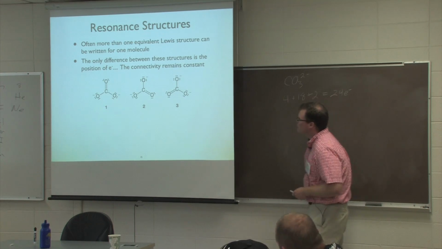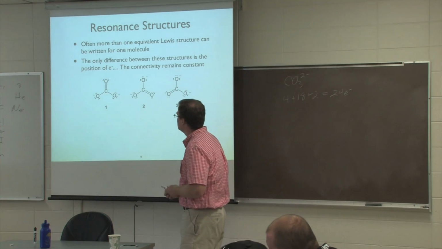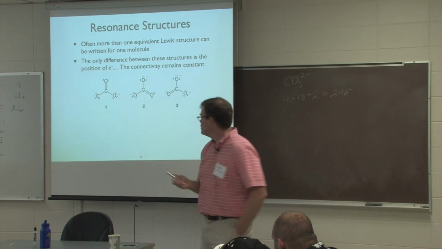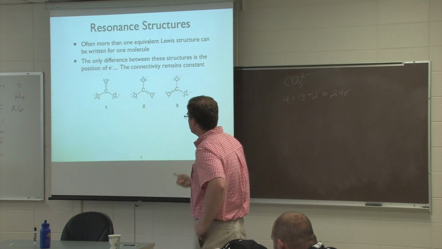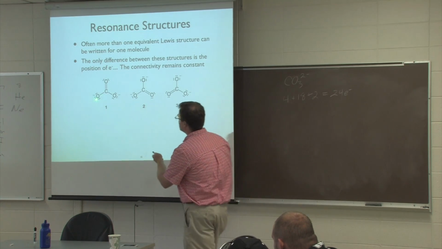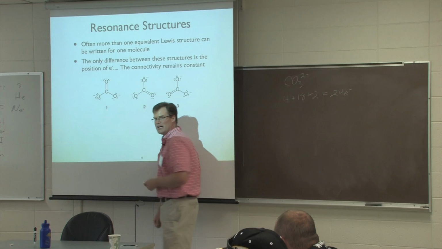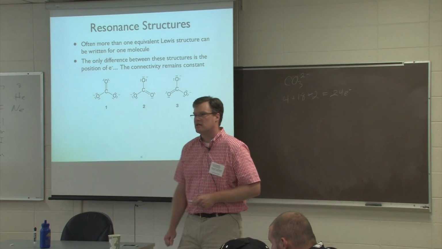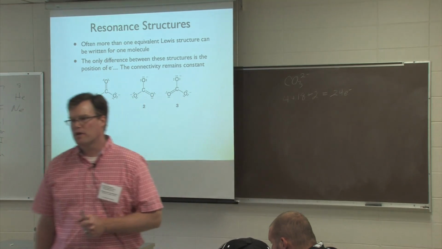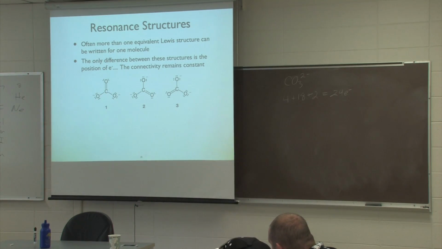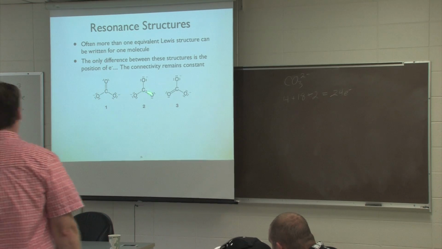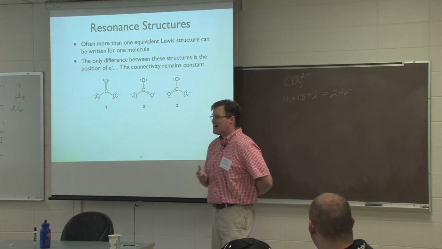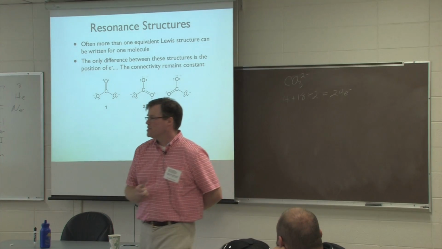If you look at the Lewis structures that we have here, the only difference between these structures, between 1 and 2 and 3, is the position of these non-bonding electrons and 2 of the electrons in the double bond. That's one of the hard and fast rules for resonance structures. When we're interchanging between 1 and 2 and 2 and 3, we can only move these non-bonding electrons and these electrons in double bonds. Yes?